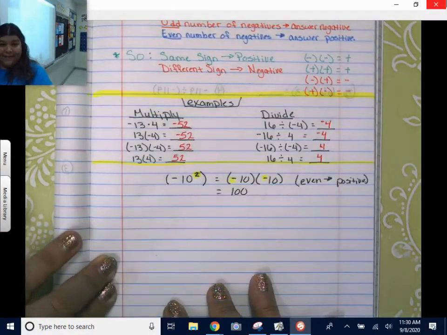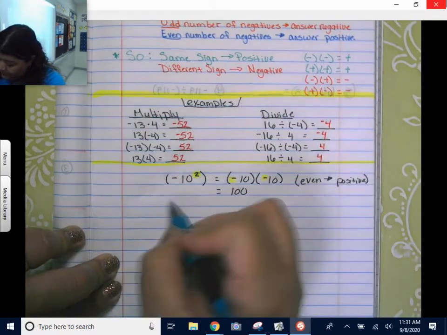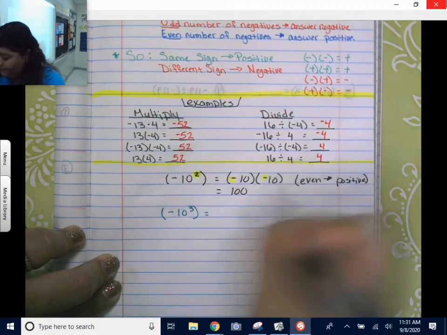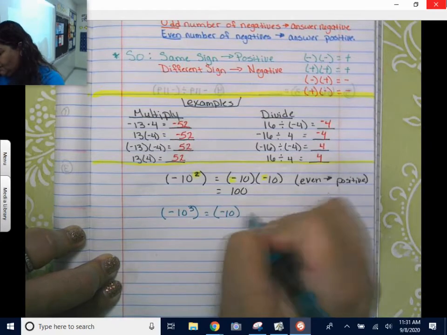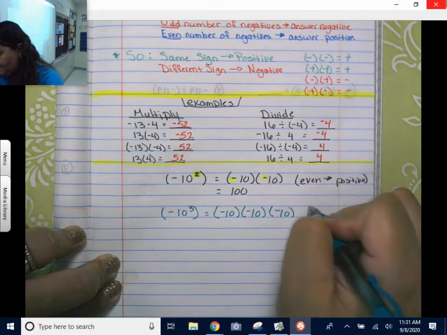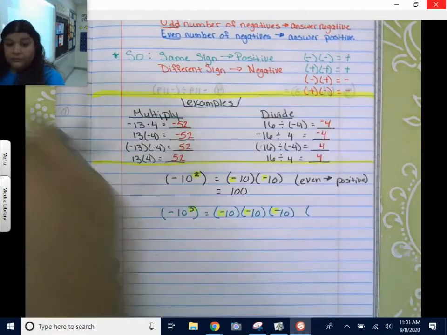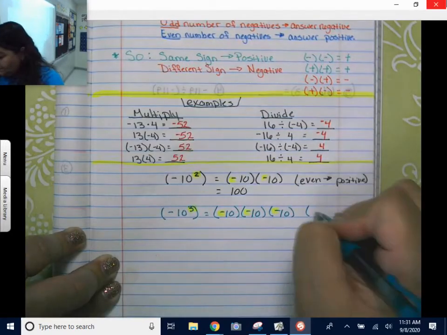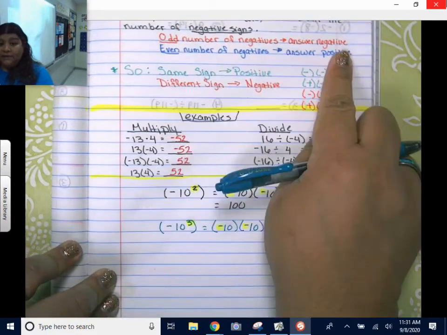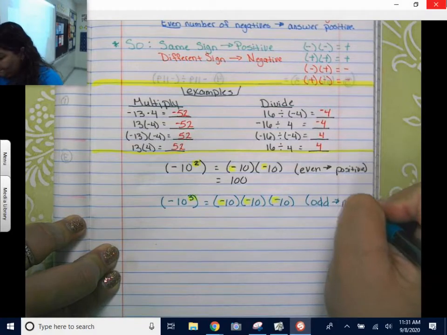Okay, let's take a look at the other one. Let's say I have negative 10 cubed. That means negative 10 times negative 10 times negative 10. Now, if you take a look, 3 negatives. Well, that's an odd number of negatives, isn't it? 3 is odd, which means if I have an odd number of negatives, my answer is also going to be negative.